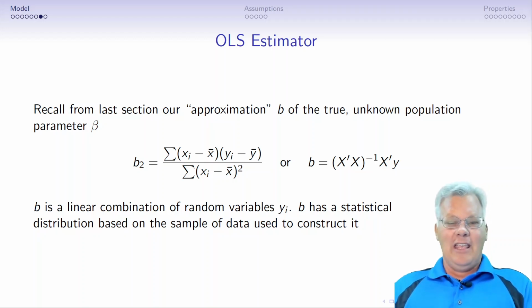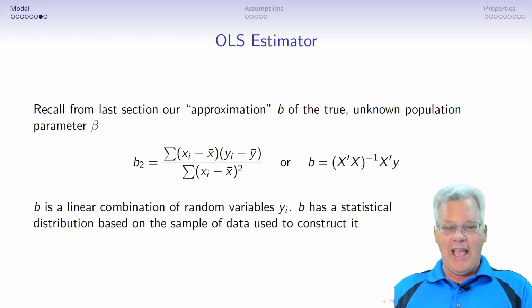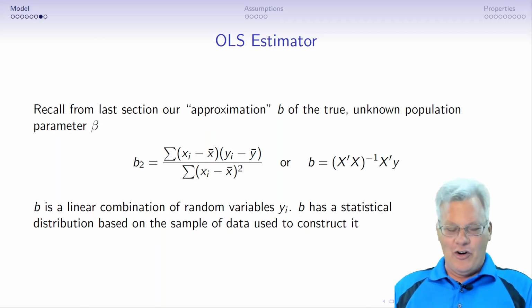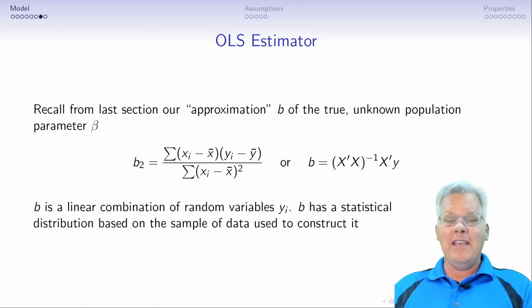Notice that in either specification, B is a linear combination of random variables y. So the yi's are random variables, right, because they have the component epsilon. The x's are assumed to be non-stochastic constants. So what this means then is that the OLS estimators are weighted averages, in essence, of the y's.